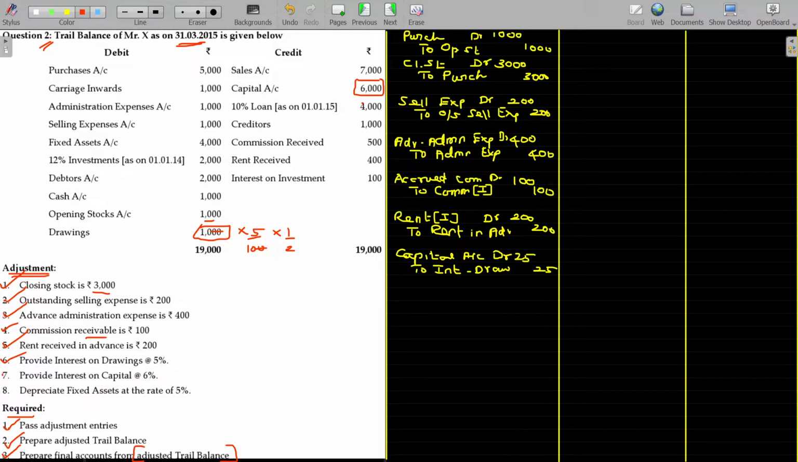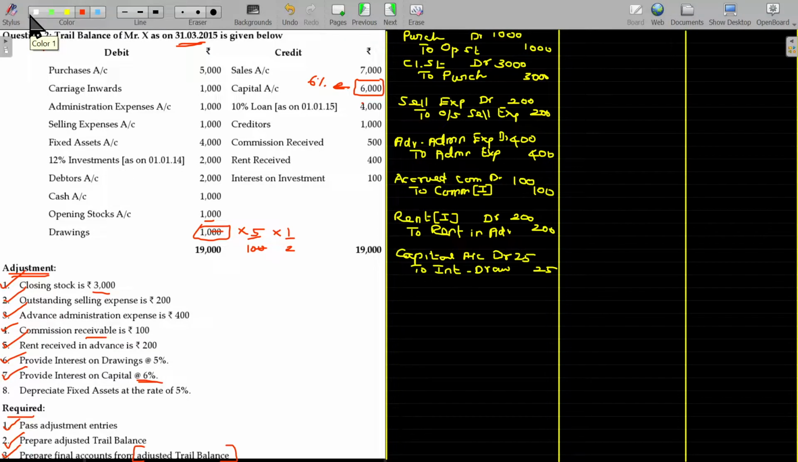And provide interest on capital at the rate of 6%. Here, capital is how much? 6,000 rupees. For that, you have to calculate 6%, which is 360. So see, you don't need to worry about the half year calculation here. Without the capital, the business will not run, right? So the capital will exist since day one. Usually we calculate the interest on capital for the full year rather than half year. So in the case of drawings, we calculate only for the half year, but in the case of interest on capital, we calculate for one full year.